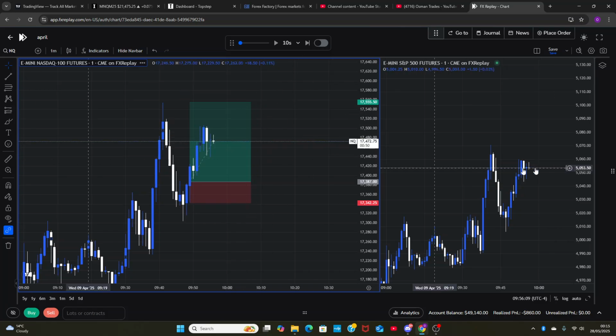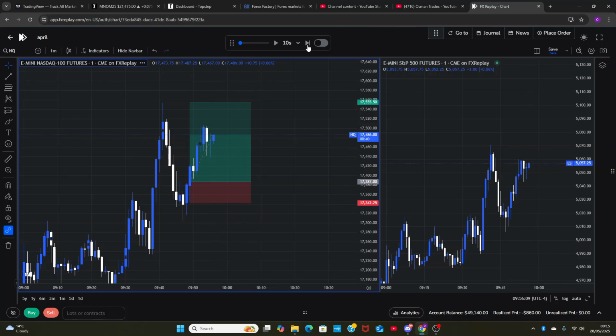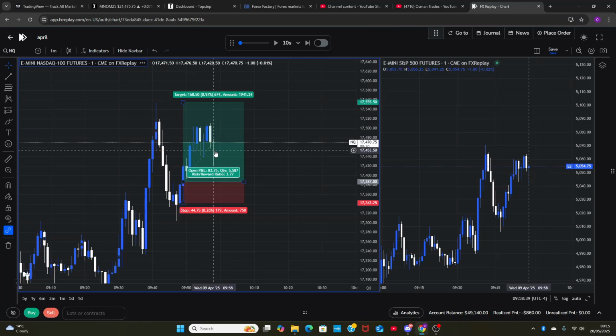Okay, that's nice. Those candles are telling me price wants to go higher. One candle may come low one more time, then go higher, or we just go higher. Okay, there we go. Look at that.